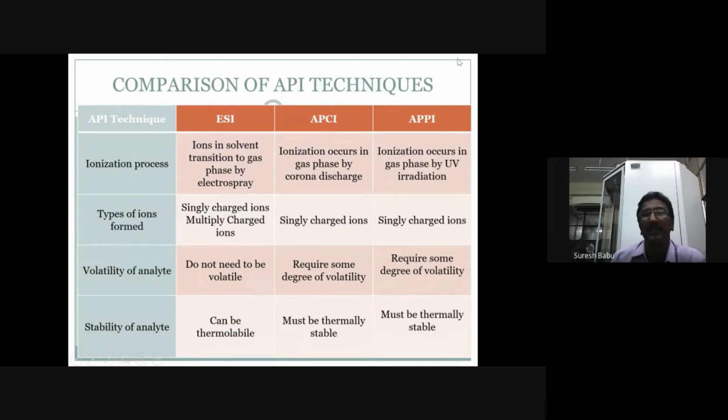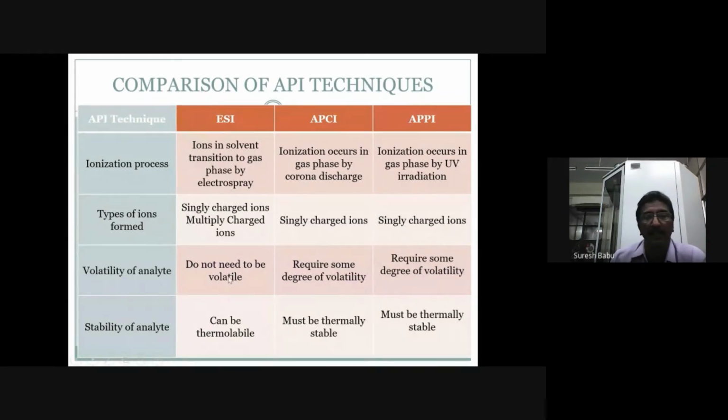Okay. Then this slide shows the comparison of different ionization techniques: ESI, APCI, and APPI. So this is the ionization process. Here in APCI, corona discharge is used, and in APPI, UV radiation is used for causing ionization. On comparing these three techniques, ESI has higher energy, therefore singly and multiply charged ions are formed. In the other two cases, only singly charged ions are formed.